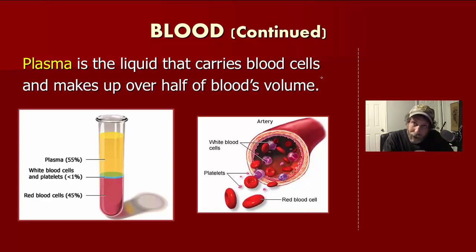And of course, within that plasma is the glucose that you absorbed in the small intestine. There's the water, there's the ions, the hormones, and the fact that this stuff flowing through the body helps to regulate your body temperature and carry various wastes, carbon dioxide, etc.